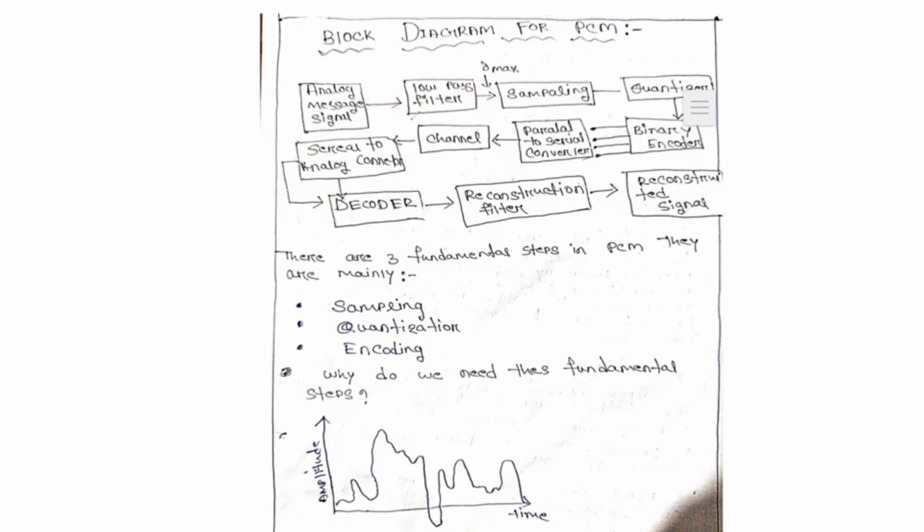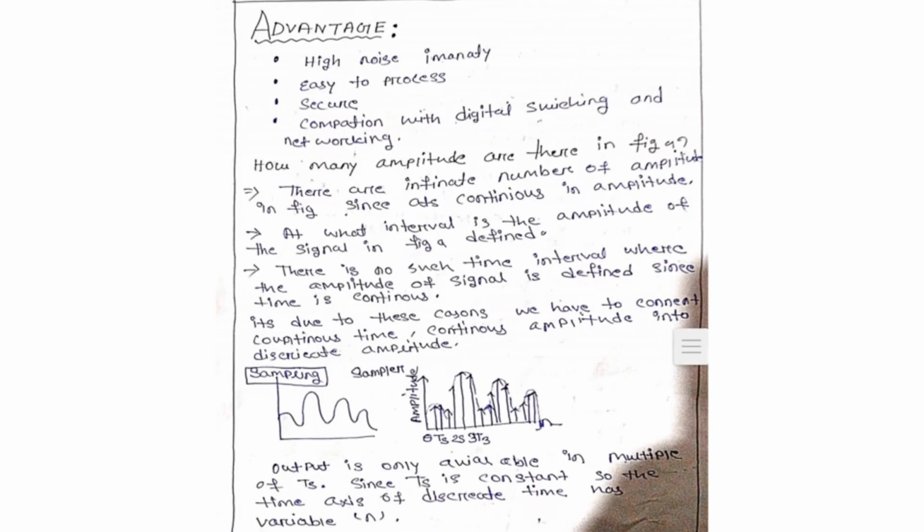There are three fundamental steps in PCM. They are mainly sampling, quantization, and encoding. Advantages: low noise, easy to process, secure, and compatible with digital switching and networking.